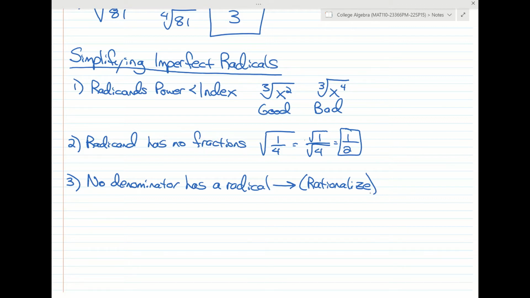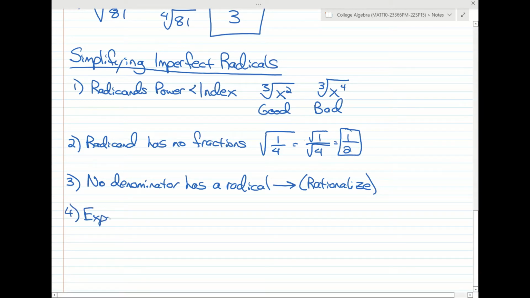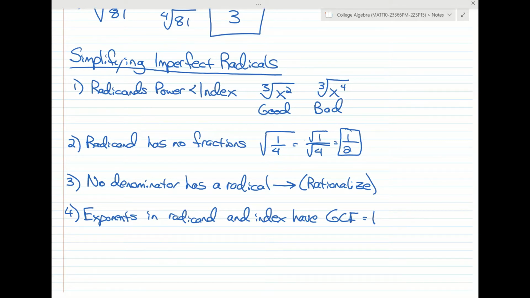The last property says that exponents in the radicand and index have a GCF equal to 1, which means they can't be simplified. We talked about converting radicals to fractional exponents, and you just want to make sure that that fraction is completely simplified.